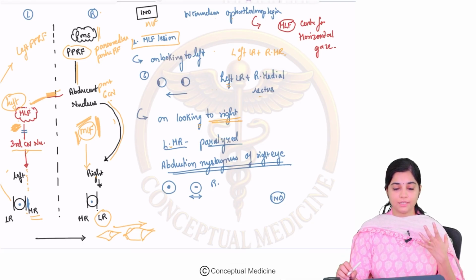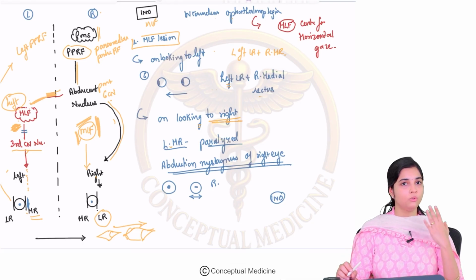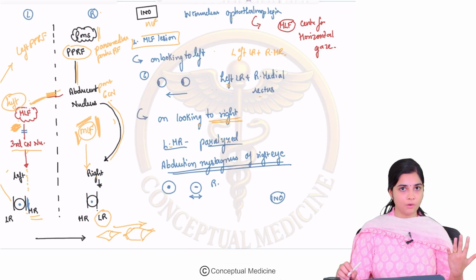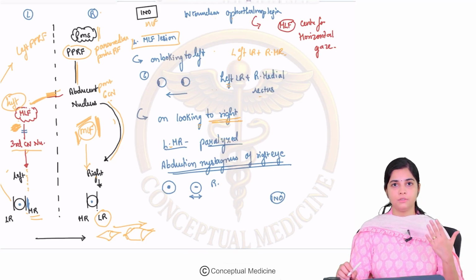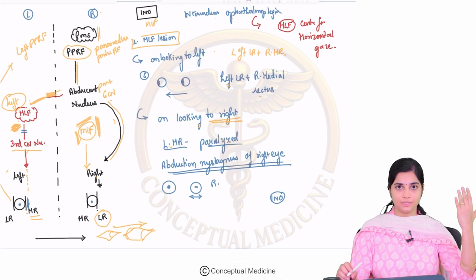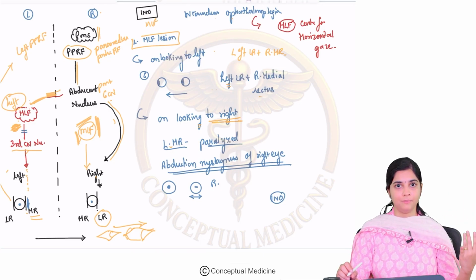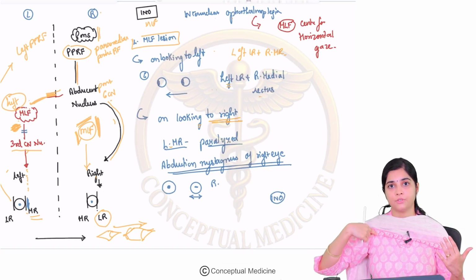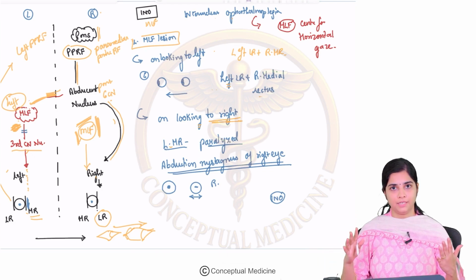Whenever there is a left MLF lesion, on looking to the left, there is no problem. Why? Because you require your left lateral rectus, which is under the control of the left PPRF, so there is no problem. And on looking to the left, it is your right medial rectus, which is under the control of your ipsilateral MLF, which is your right MLF. So there is no problem there as well.